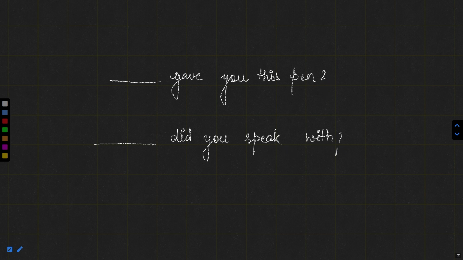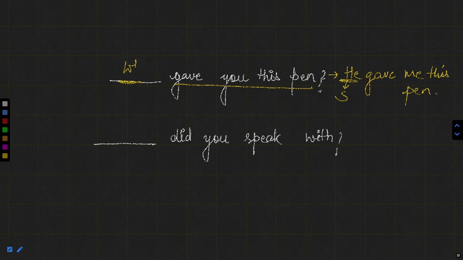Okay, now these are the two questions. You have to write one word in these blanks, either who or whom. Okay, now what will you write in this sentence? "___ gave you this pen." Suppose I say that he gave me this pen. Now, of course, if I see this sentence carefully, I will find that he gave me this pen and he is the subject. Now, the word which I require to fill over here, other parts of the sentence are the same as this sentence, but this word is to be replaced. Now, he is the subject, therefore I will write who over here.